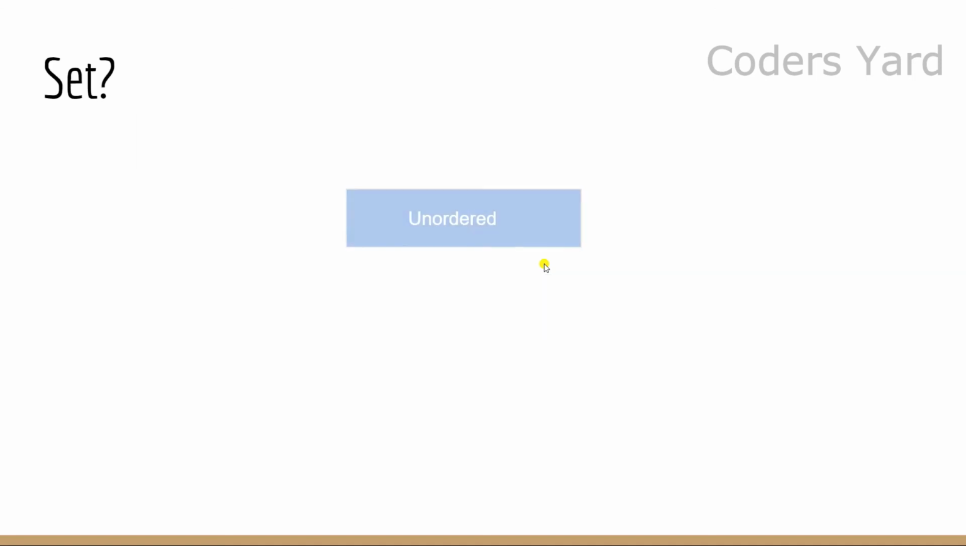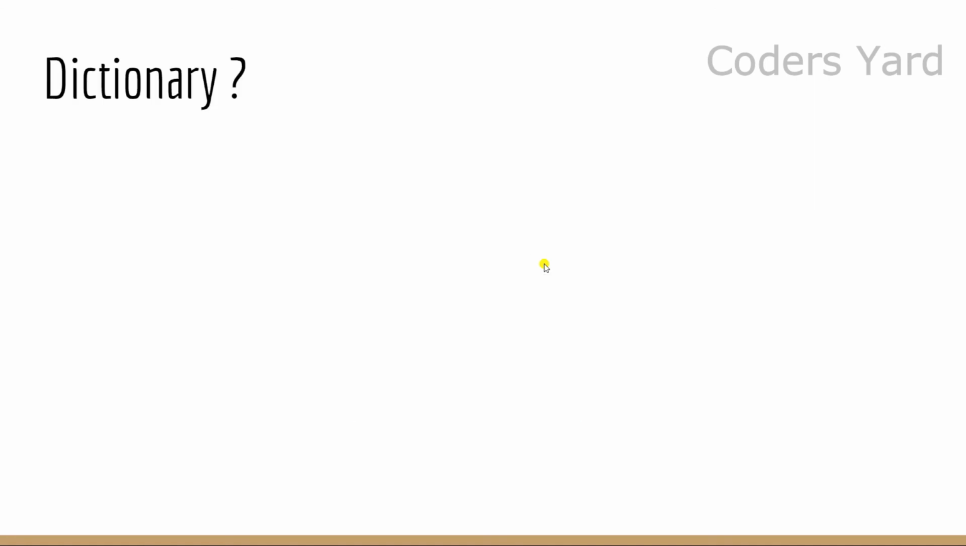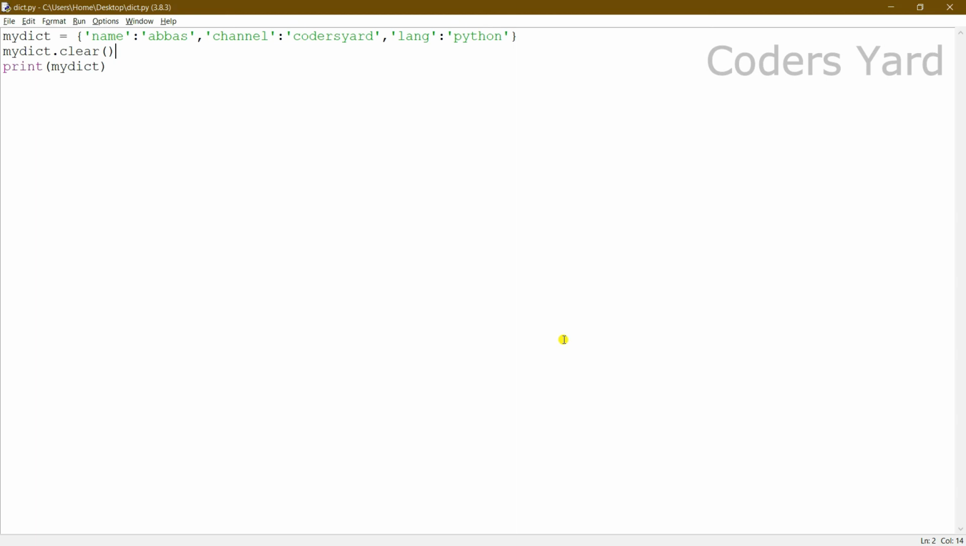Set is unordered, you cannot perform indexing and slicing operation there, and it is mutable, so you can change the values inside a set, and set contains only unique elements. Dictionary is like a key value pair and it is mutable, so you can change the values inside a dictionary. So let's stop it here.